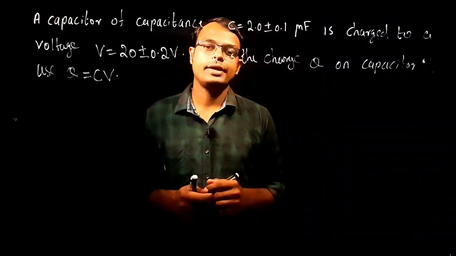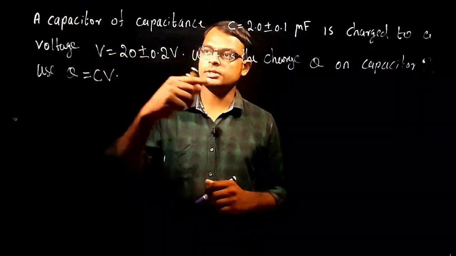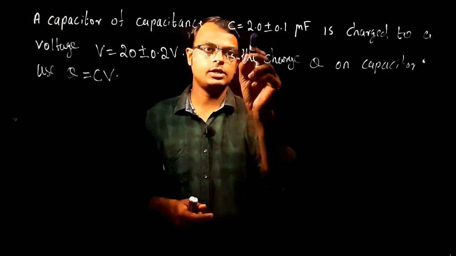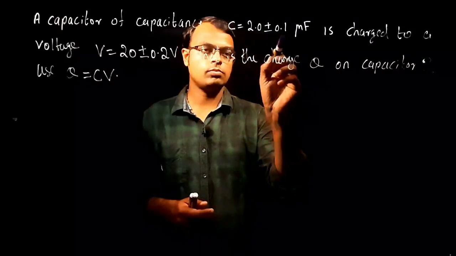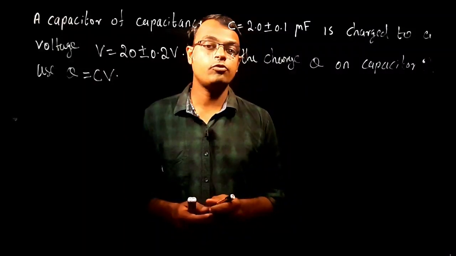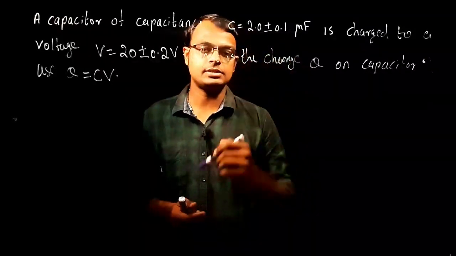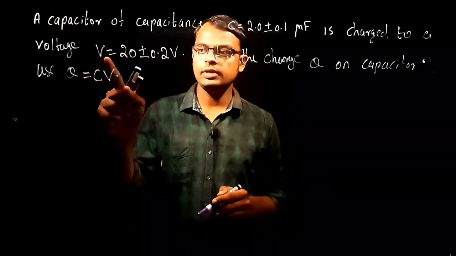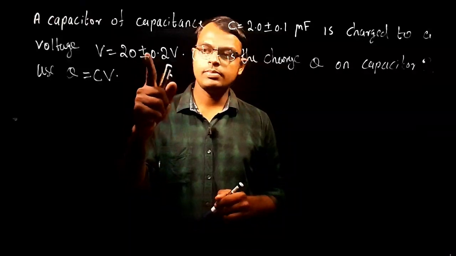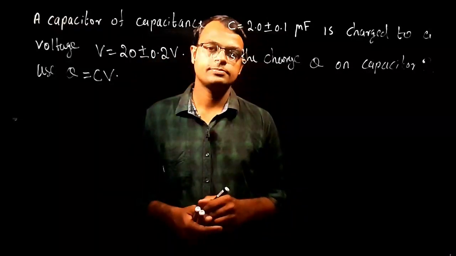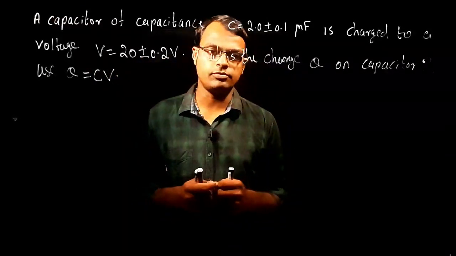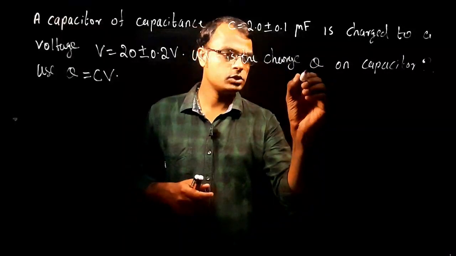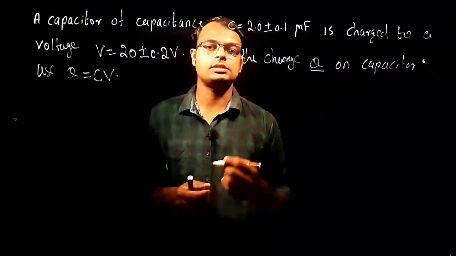Now let's do one example question. You can read the question here. A capacitor of capacitance C equal to 2 plus or minus 0.1 microfarad, that is a unit of capacitance, is charged to a voltage V equal to 20 plus or minus 0.2 volt. Volt is the unit of voltage or potential difference. What is the charge Q on the capacitor?